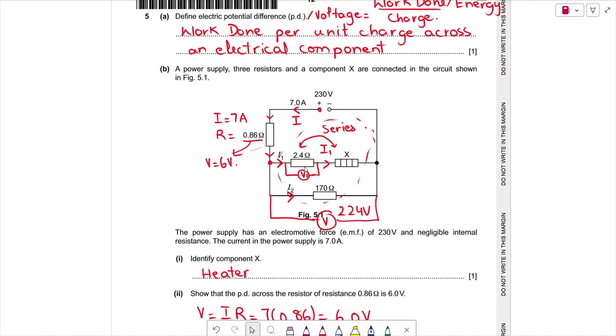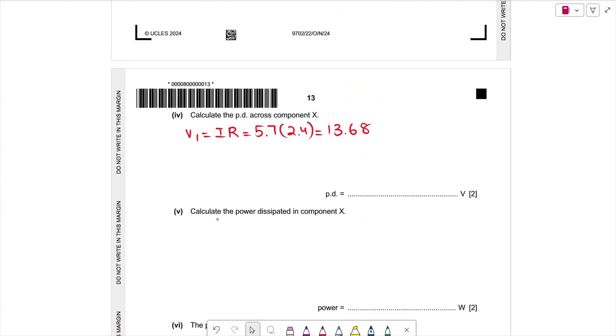Now, 13.68 volt is across the 2.4 ohm resistor. However, the total voltage across the 2.4 ohm resistor and X is 224 volts. So if we simply subtract the voltages, we can get the potential difference across X. So Vx is 224 minus 13.68, and we get 210 volts.